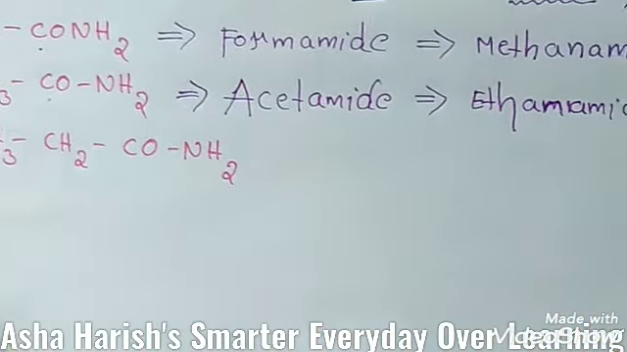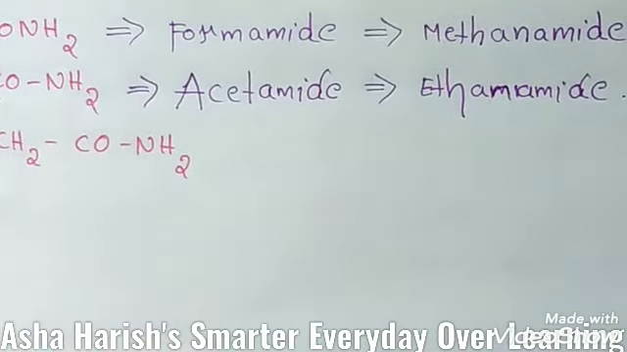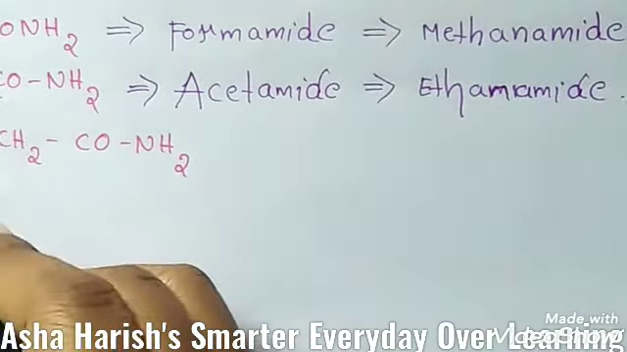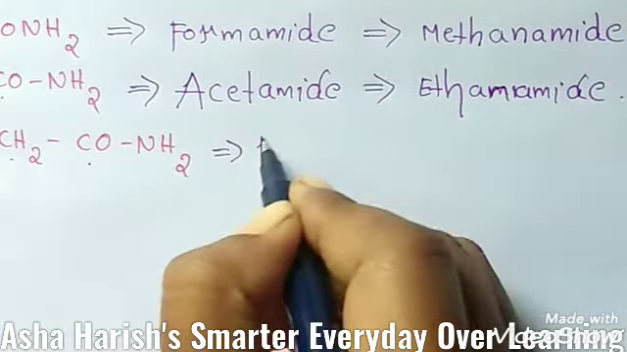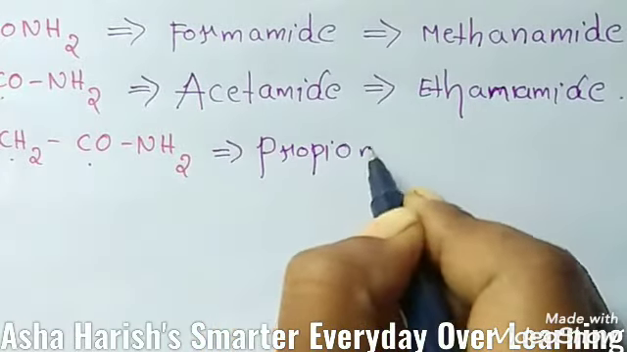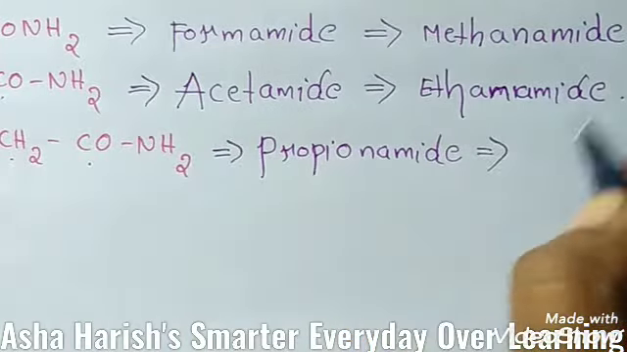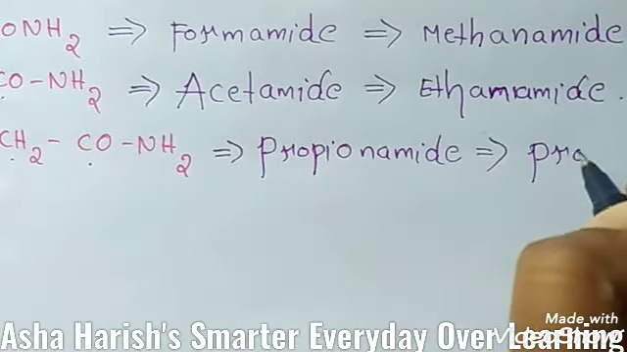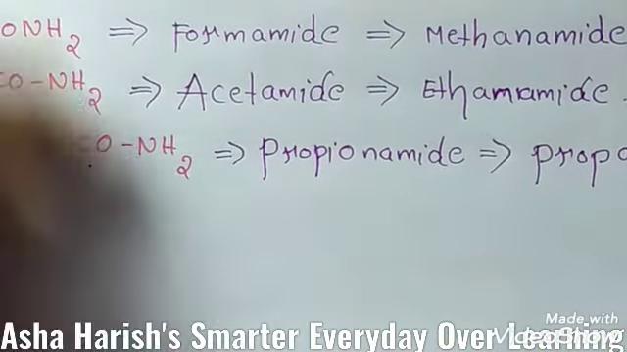Right. And for this third one, CH3CH2CONH2. Here 3 carbons, 1, 2, 3 carbons are located. Then the root word should be propionamide. This is the common name, and for this the IUPAC name should be propanamide. Very, very easy to remember also.